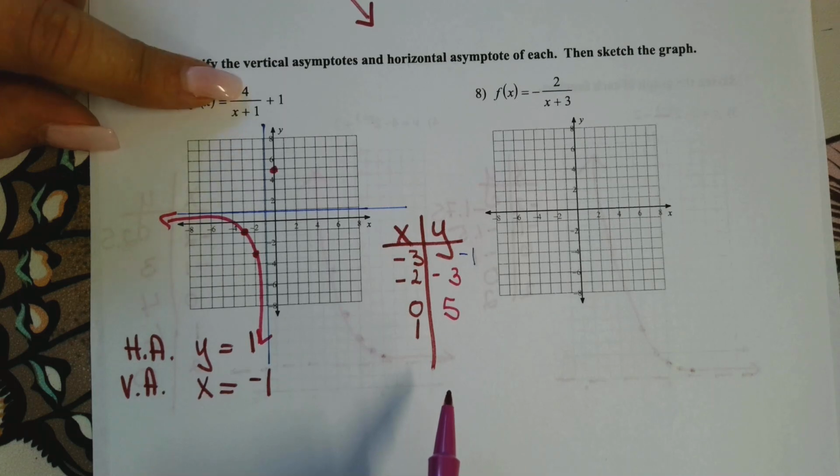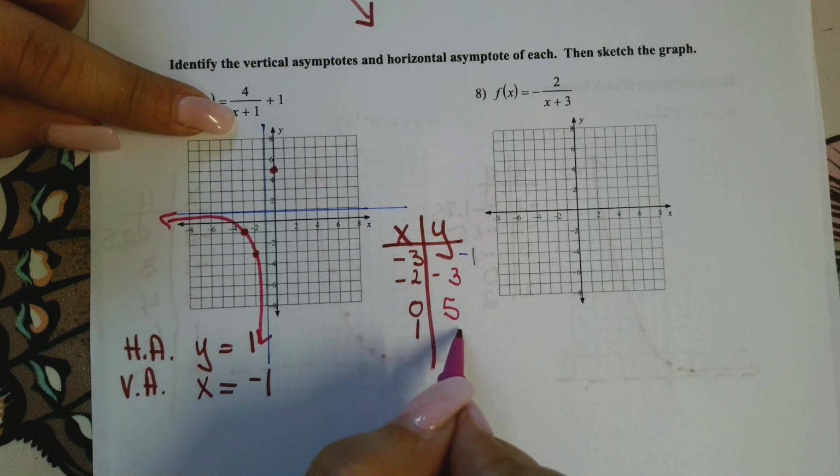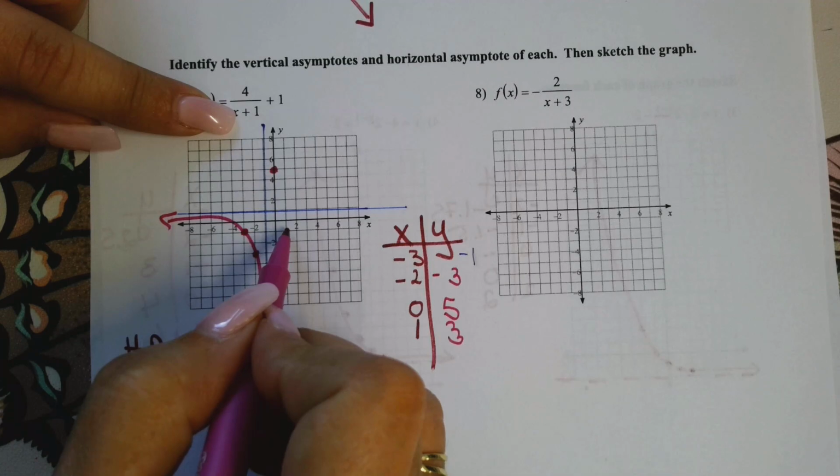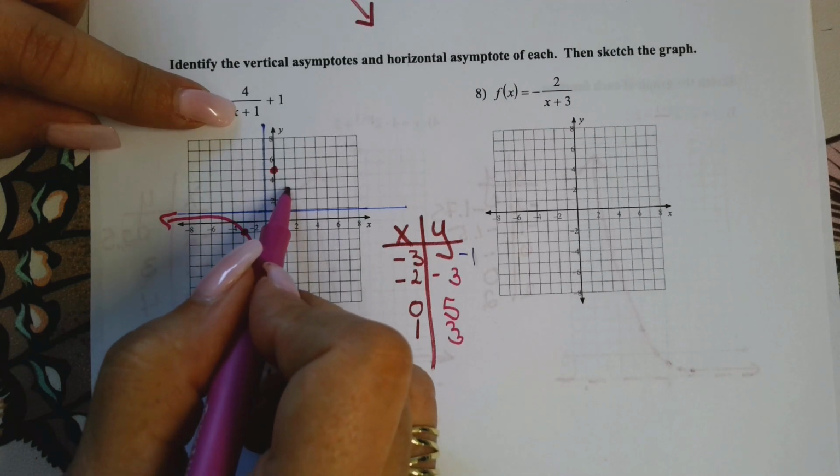And 1 plus 1 is 2. 4 divided by 2 is 2. 2 plus 1 is 3. So at 1, I am at 3.